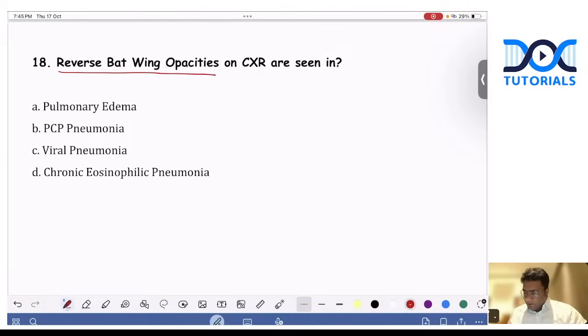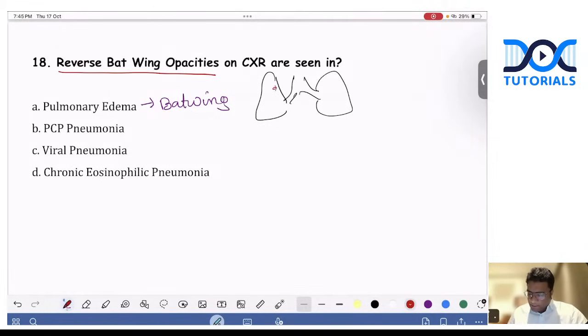Remember, pulmonary edema produces batwing-like perihilar opacities, not reverse batwing. What do you mean by batwing? Imagine these are the lungs, and these are the hilum. If you see perihilar opacities in a batwing configuration, confluent grouped opacities, this is what batwing opacities are.